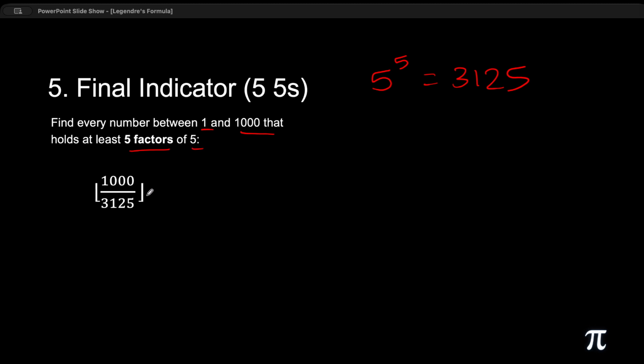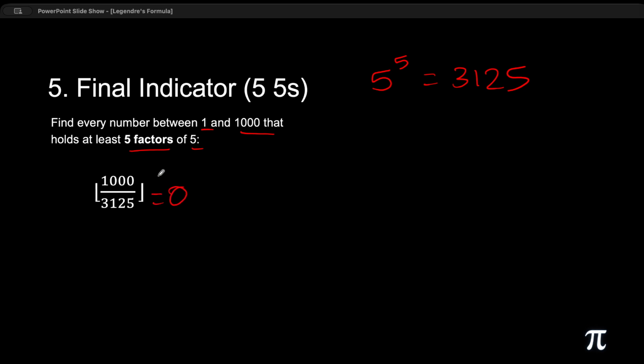So right off the bat, we realize that 3,125 is greater than 1,000. So dividing this would result in a fraction. So fractions are less than 1. So that means when we are rounding down with our floor function, that would just get us to 0.